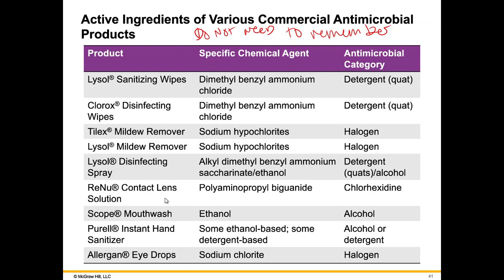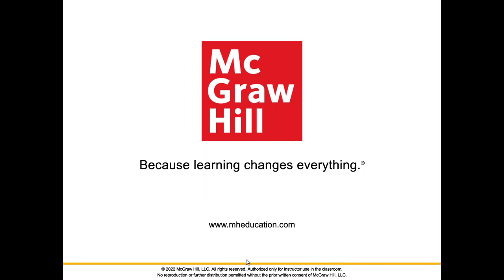We have Renew contact lens solution, contains chlorhexidine. We have Scope mouthwash, contains ethanol, which is an alcohol. Hand sanitizer has alcohol and sometimes a detergent as well. Eye drops are halogens. They're going to have sodium chloride in them, which has a chlorine atom, which is why it's considered a halogen.